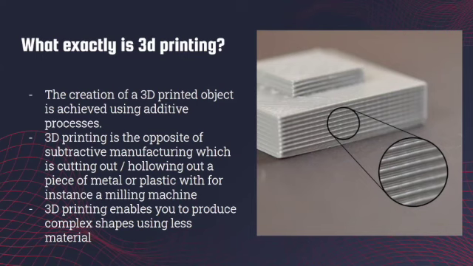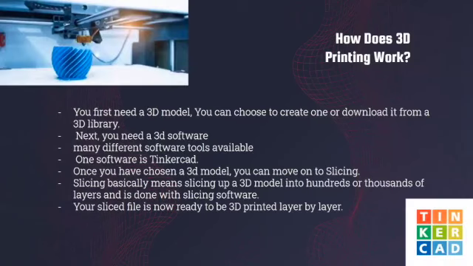You print it. Okay, well, what you do is you first need a 3D model. 3D models are also what make up video games. Games like Fortnite and Minecraft are all big 3D models. You can choose to create one or download it from a 3D library. You also need a CAD program if you want to design your own 3D model.